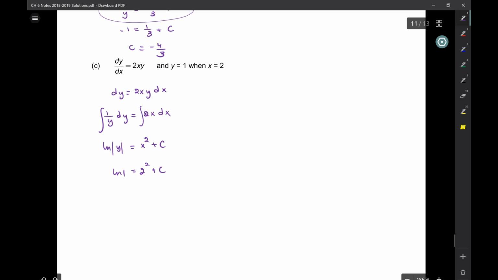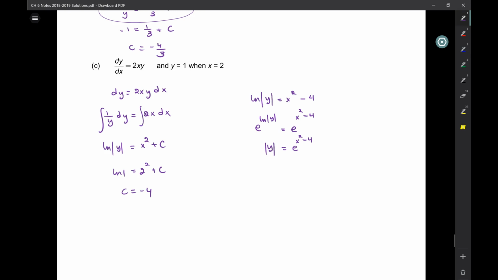So ln of 1 is 0, so c equals -4. So my equation was ln of y equals x squared minus 4. Now this is my favorite part. How do I solve it? e to the ln of y is equal to e to the x squared minus 4. e and ln go away, so the absolute value of y is equal to e to the x squared minus 4.